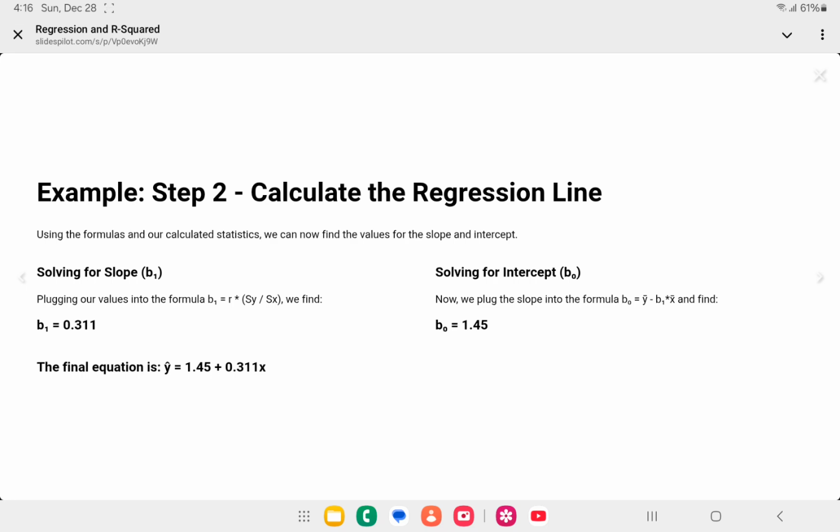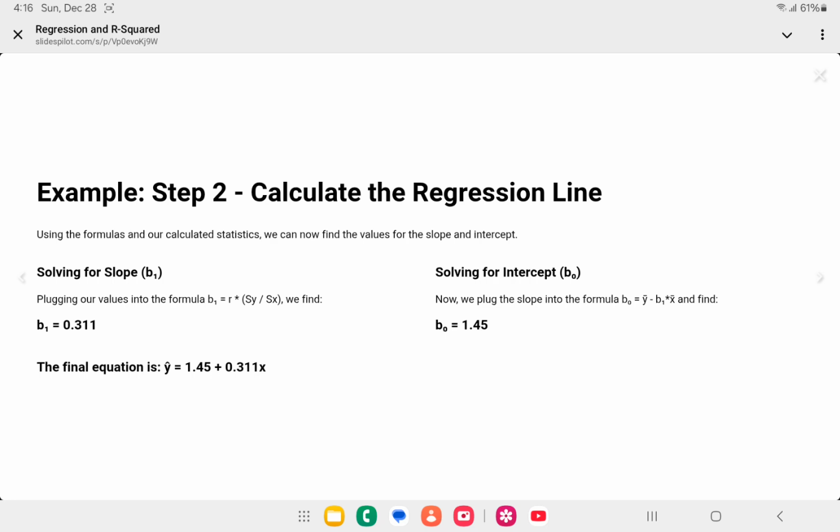When we solve for the value of b1, we get 0.311. And when we solve for the value of b naught, we get a value of 1.45. Therefore, the equation for the regression line will be y hat equals 1.45 plus 0.311 times x. This means that the value of the y-intercept corresponds to 1.45, and the value of the slope corresponds to 0.311. When you calculate a line using this formula, it can also be called the line of least squares regression.